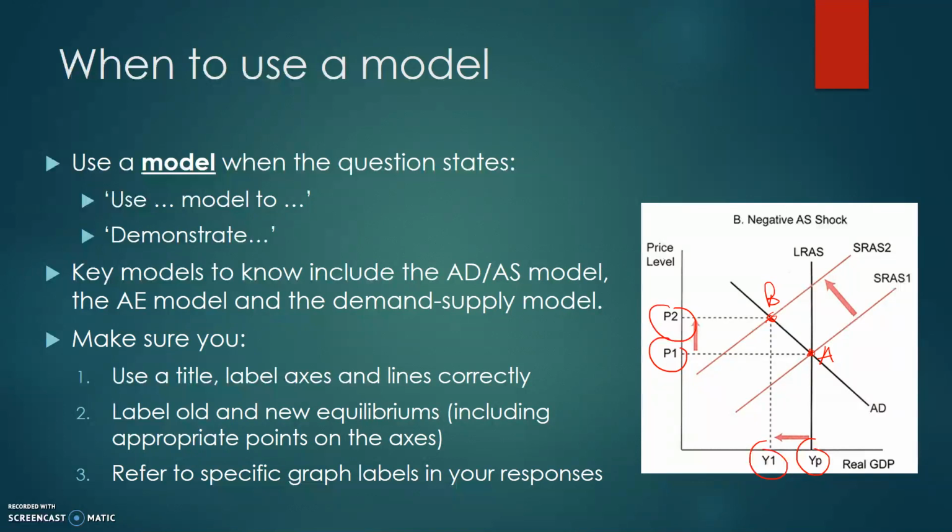So that links to the third point, where you should refer to specific graph labels in your responses. So in your text, you need to say, for example, if the economy moves from A to B, the price moves from P1 to P2, while real GDP moves from YP to Y1.